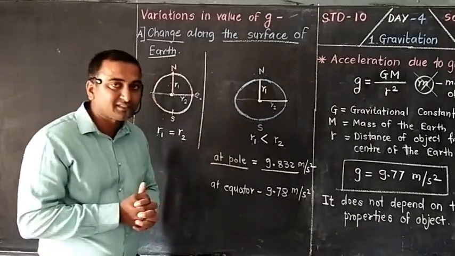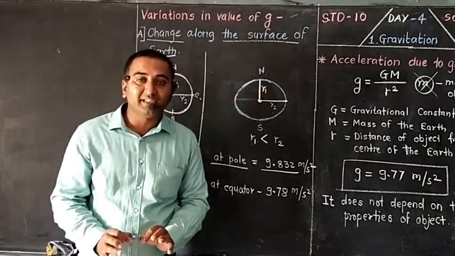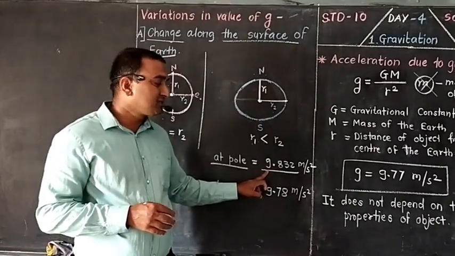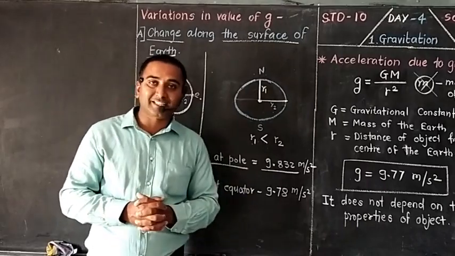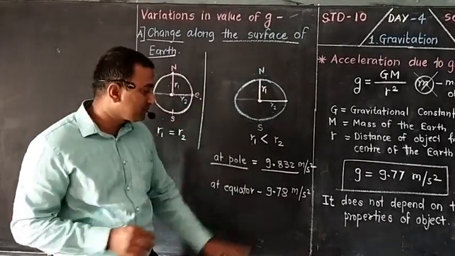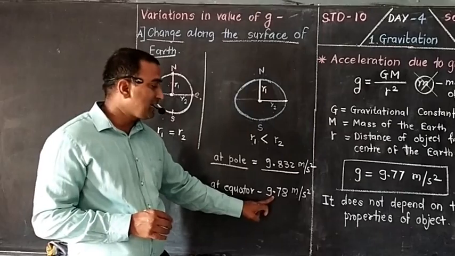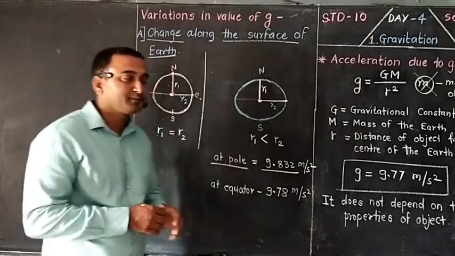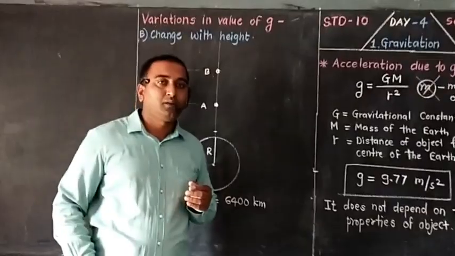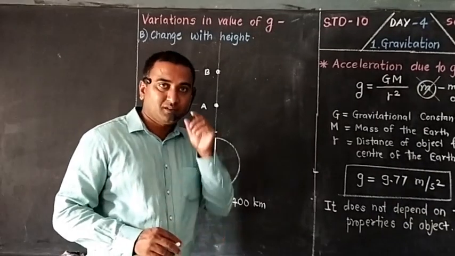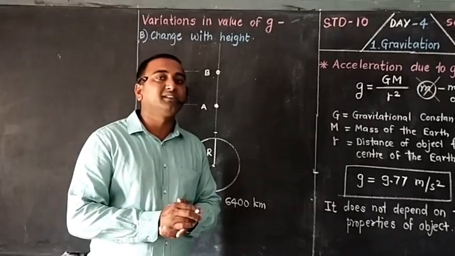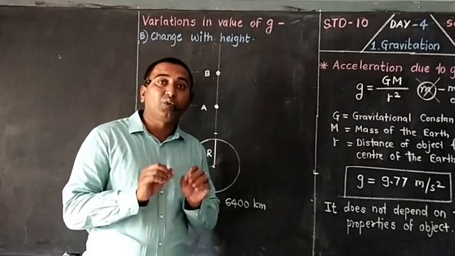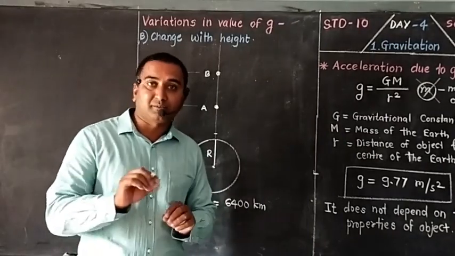So how is the change? Acceleration due to gravity is the highest at the pole, that is 9.832 meter per second square, and it is the lowest at the equator, that is 9.78 meter per second square. So the radius is not the same, and so acceleration due to gravity is not the same everywhere on the surface of Earth. That is related only to when the object is on the surface of Earth.